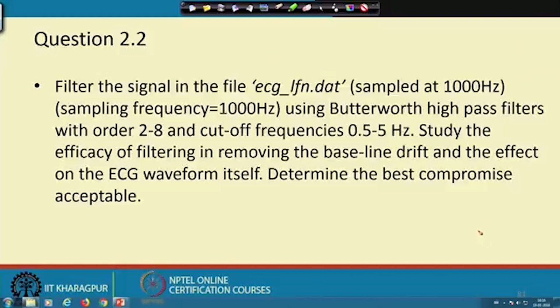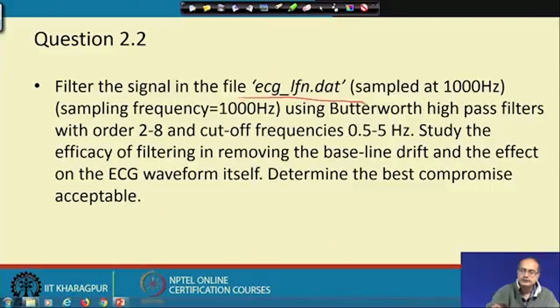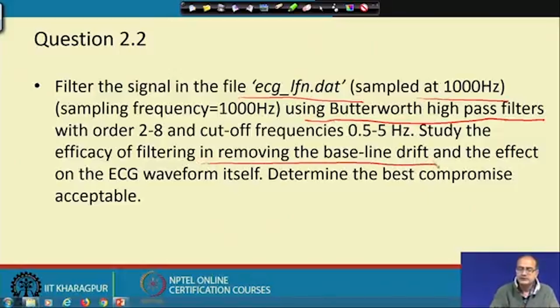So, our next exercise is again that we get an ECG signal, where the data file is given, sampled at 1000 hertz, and we have again that high frequency noise. So, we are using a Butterworth high pass filter and studying the efficiency of that filter in removing the baseline drift.